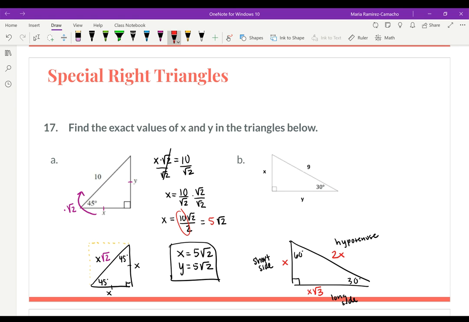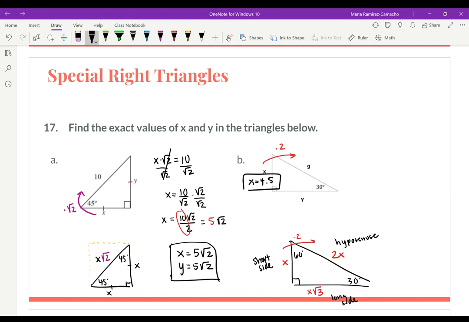So applying that to part B here, x has to be half of 9 because x times 2 has to give us 9. So let's find that first. 4.5 times 2 is 9, so x is going to equal 4.5 units.